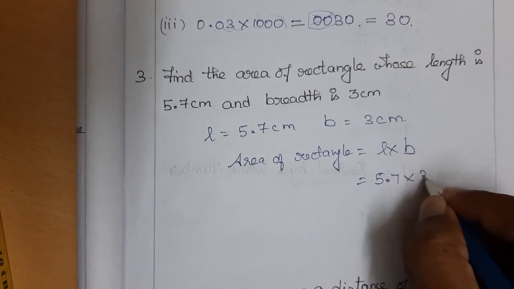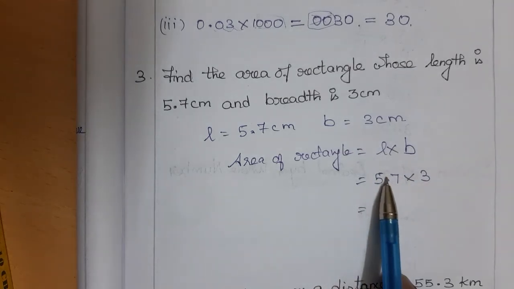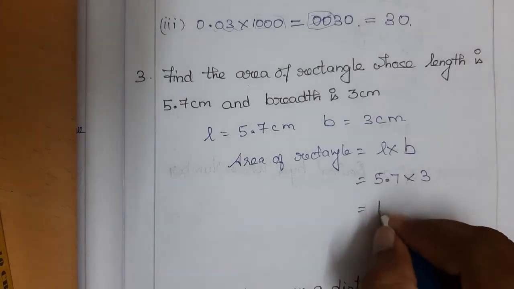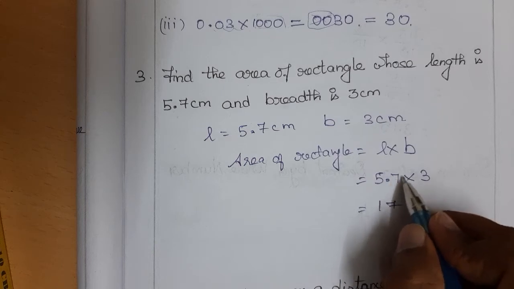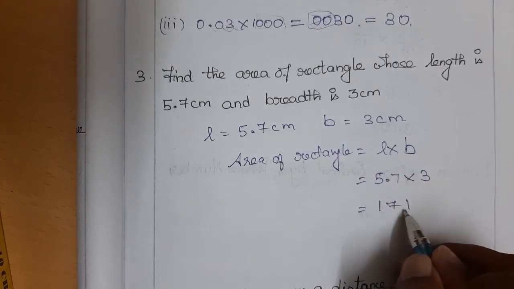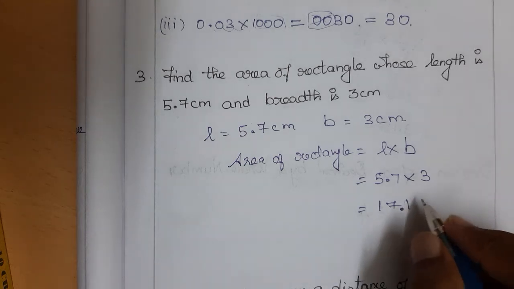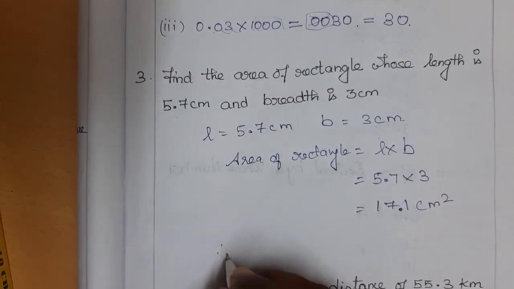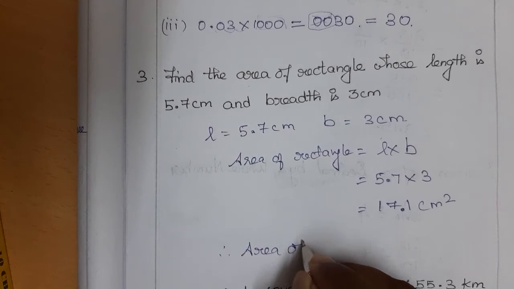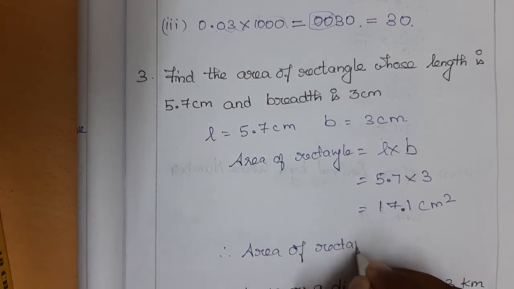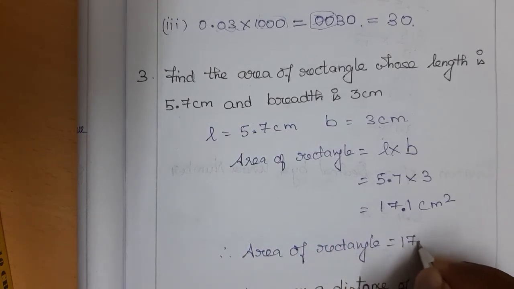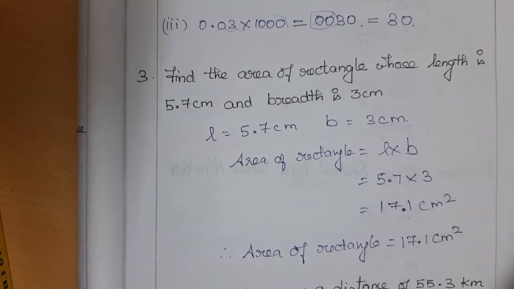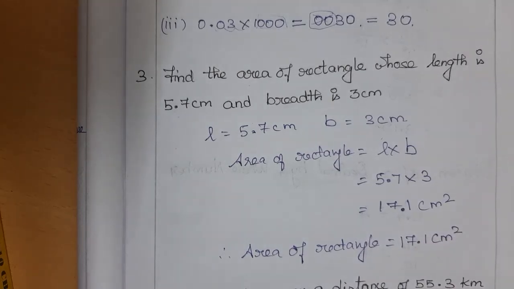So the length is 5.7 into 3. Without the decimal, just multiply. 57 into 3 is 171. So now we see how many digits are in the decimal? 1 digit. So move 1 digit from the right, so this digit will be considered for the decimal, and we get 17.1. And the unit is very important, it is centimeter, so centimeter square. Therefore the area of the rectangle is equal to 17.1 centimeter square, or we can represent it as square centimeter.